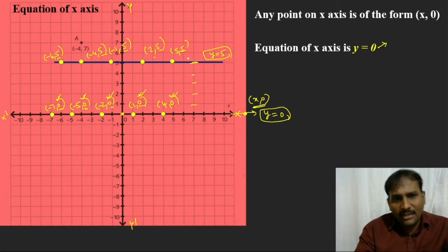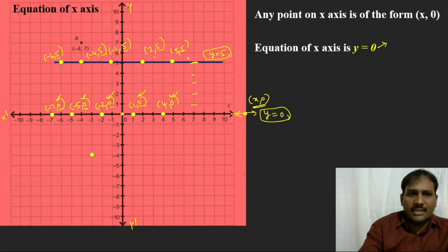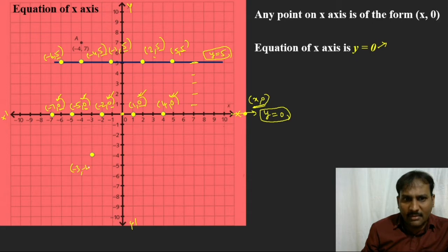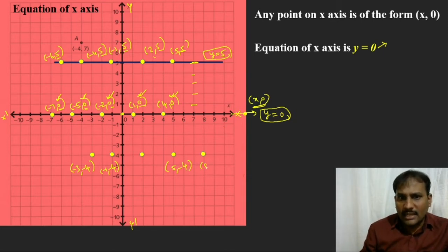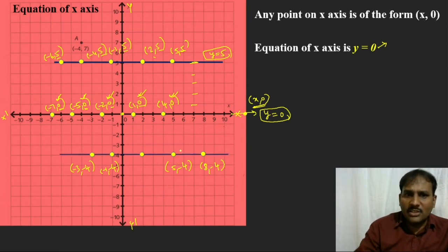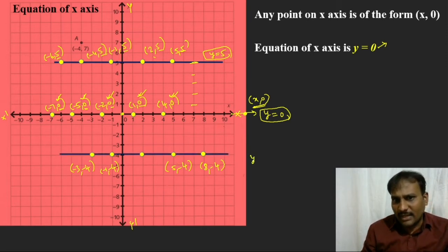And you take some points below the x-axis also. And what is this point? See, if you observe, it is minus 3, minus 4. And this one is minus 1, minus 4. Similarly, you take some more points here. What about this? It is 5, minus 4. And this one is 8, minus 4. So in this also, join all these points. So can I say that y is equal to minus 4?